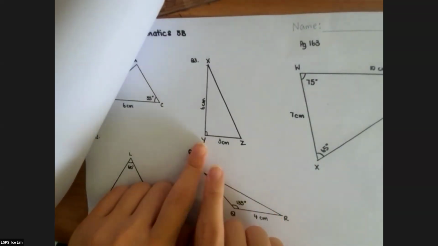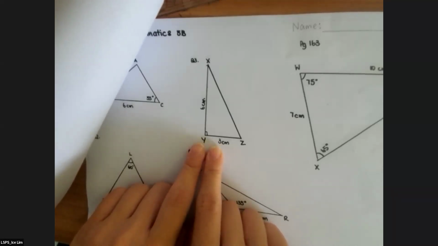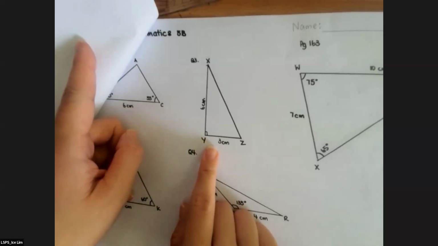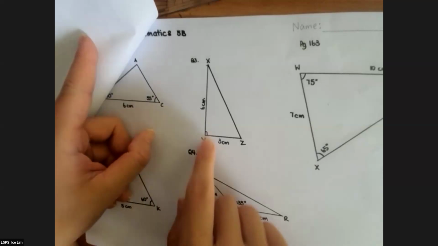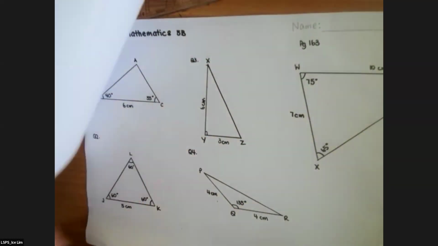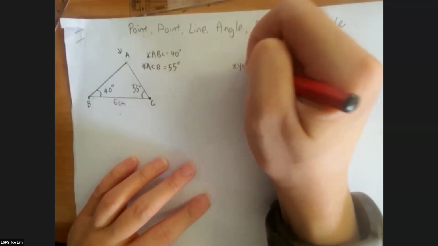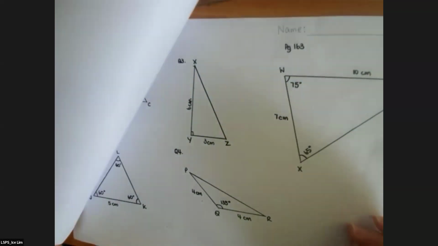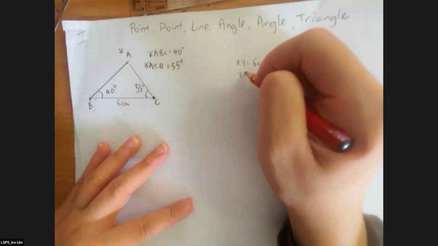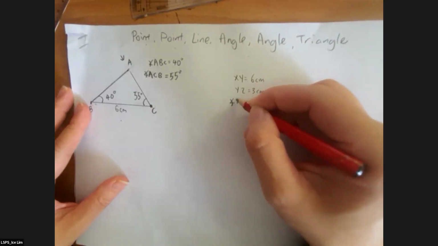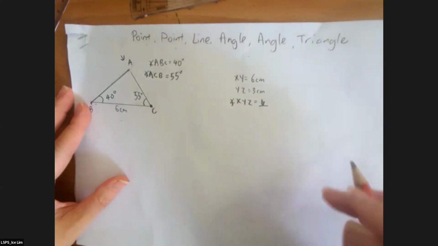Now, question 3 first. It is a triangle, this is a right angle triangle, because which angle is right angle? Angle XYZ. That's a right angle triangle. So I'm going to write down here what information do I have? I have line XY is supposed to be 6 centimeters. And then I have line YZ is supposed to be 3 centimeters. And then I have angle XYZ. So I write down here, angle XYZ is a right angle, 90 degrees.